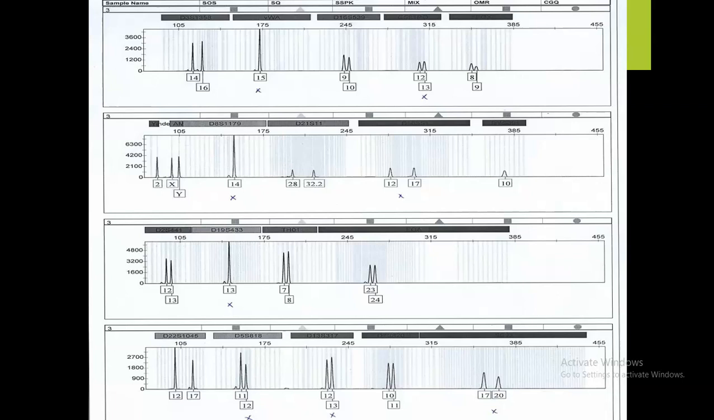So this is the DNA profile of the traffic victim. You can see it's coming from a male. If you look at the sex determining locus, amelogenin, you can see XY. XY means this profile is coming from a male. These are the various loci that the scientists tested, and these numbers are what we call the alleles at the various loci.